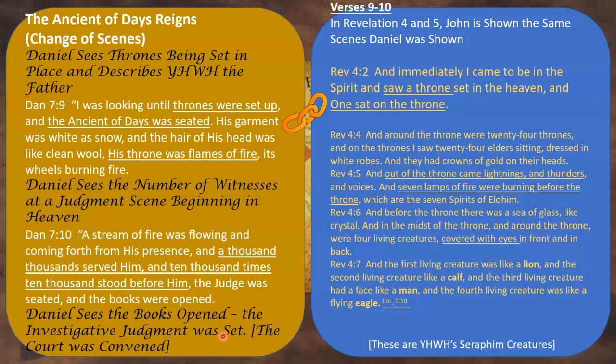And immediately I came to be in the spirit and saw a throne set in the heaven, and one sat on the throne. And around the throne were 24 thrones. And on the thrones I saw 24 elders sitting, dressed in white robes, and they had crowns of gold on their heads. And out of the throne came lightnings and thunders and voices, and 7 lamps of fire were burning before the throne, which of course resembles a menorah. 7 lamps of fire were burning before the throne, which are the 7 spirits of Elohim. And before the throne, there was a sea of glass like crystal.